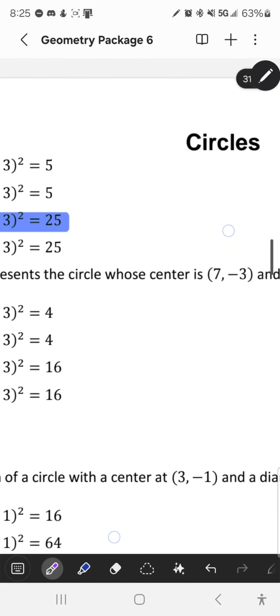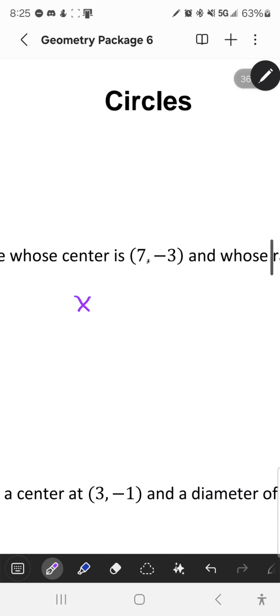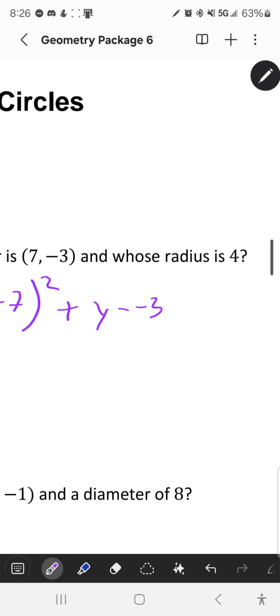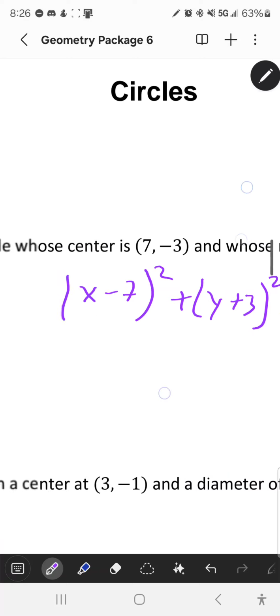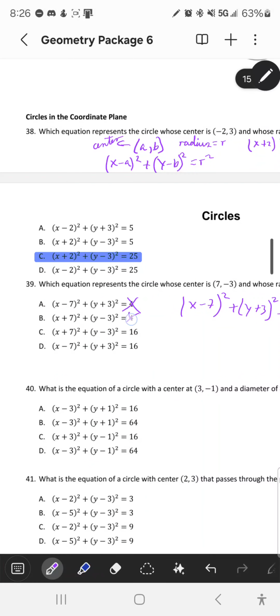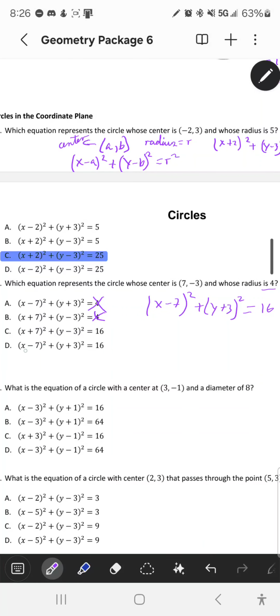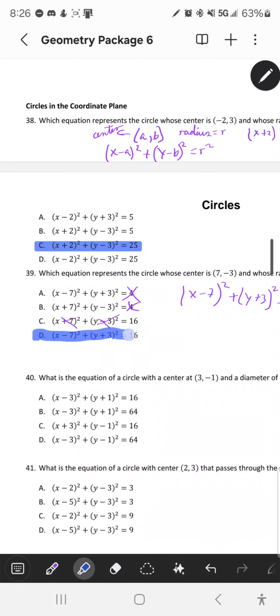Now here, more of the same. I will have x minus 7 squared plus y minus 3, which is the same as saying plus 3, squared. You remember minus times minus is positive, so it's plus. And then we have 4 squared, the radius squared, so 4 squared is 16. First we take away the one that says 4. Now we have x minus 7 plus 3, which is choice D.